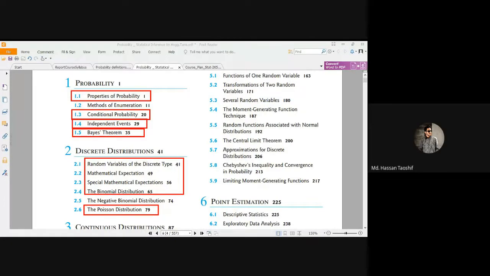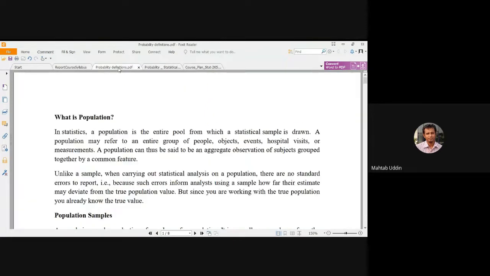Because of that, I have collected some definitions from internet. Here's the probability definitions. You will get this also in the Google Drive. I request you to read this very carefully. Only 8 pages. Don't need to cram. No need to memorize. Just try to understand what is there.